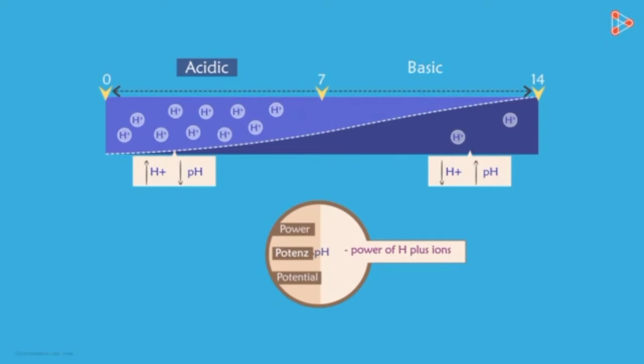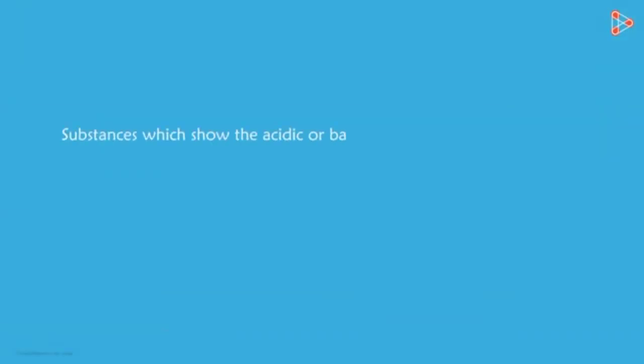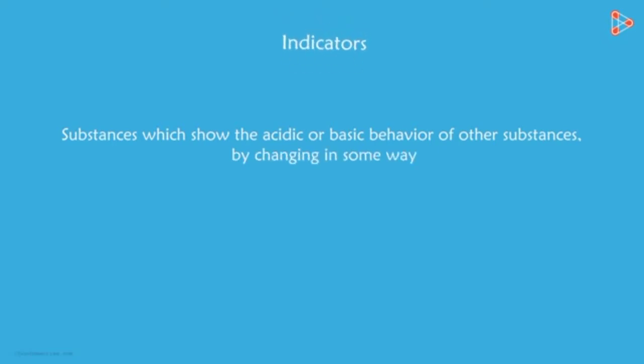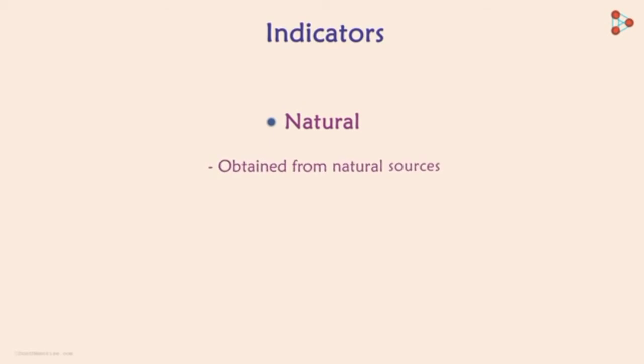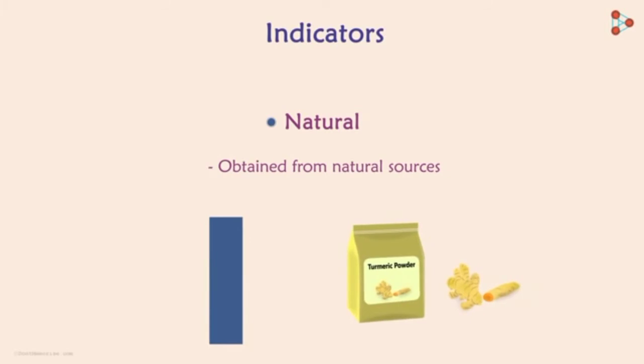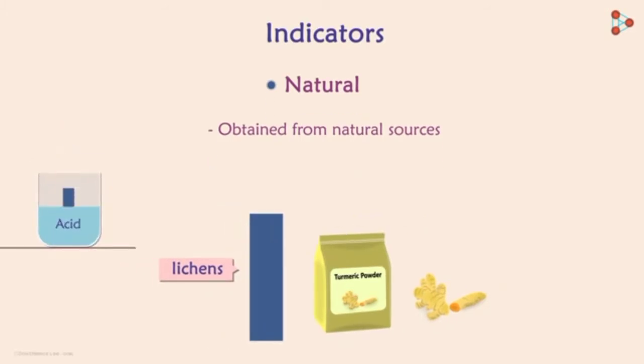Before we understand what a universal indicator is, we need to have a basic idea of what indicators are. Substances which show the acidic or basic behavior of other substances by changing in some way are known as indicators. These are some of the common types of indicators. As the name suggests, indicators obtained from natural sources are called natural indicators. Litmus and turmeric are examples of natural indicators. Litmus is obtained from lichens. If you remember, an acid turns blue litmus paper red and a base turns red litmus paper blue.